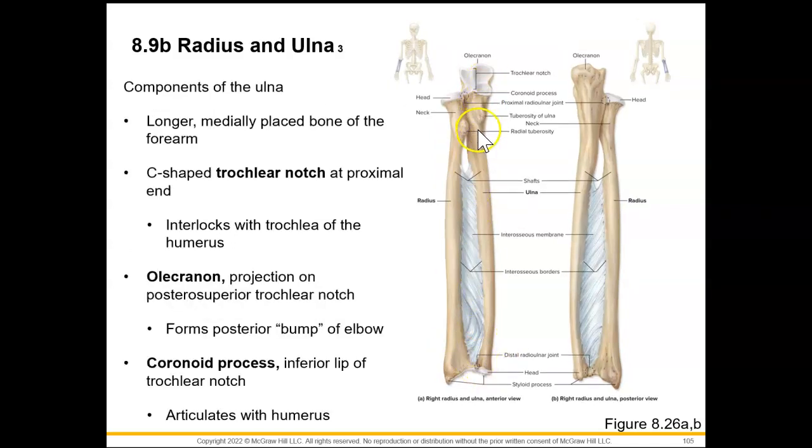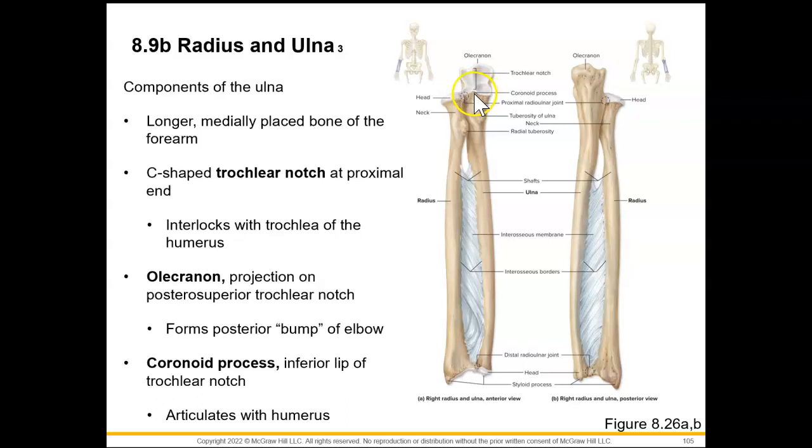Now for our longer or more medially placed bone of the forearm, this is our ulna. We can see at the proximal end we have this C-shaped trochlear notch, and it's going to interlock with the trochlea of the humerus. At the very superior portion, we have the olecranon process, which is a projection on the postero-superior trochlear notch, and this forms the posterior bump that we feel on our elbow.